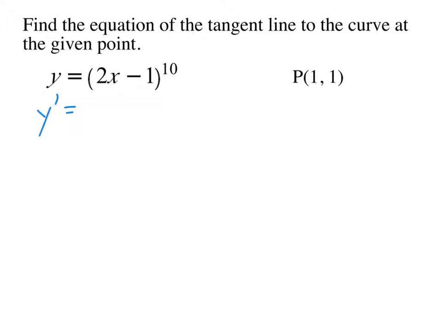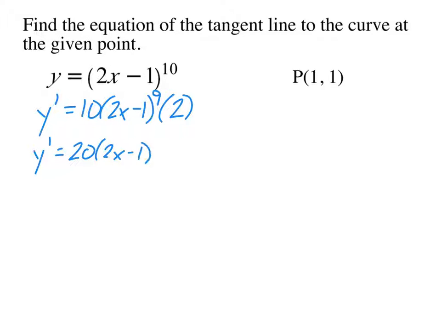All right, so in order to find the derivative, I do, for chain rule, the derivative of the outer function. So that's going to give me 10 times the 2x minus 1 to the 9th using power rule, times the derivative of the inner function. So that's the derivative of 2x minus 1. That derivative is just 2. Now if I clean this up a little bit, that gives me 20 times 2x minus 1 to the 9th. Now that you know that, you can go ahead and figure out what the slope of your line is.